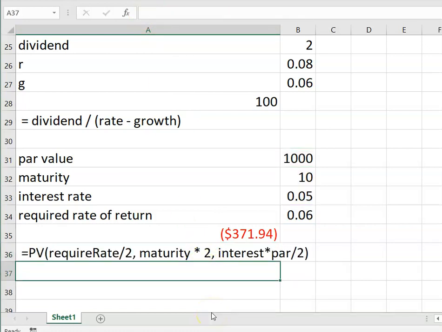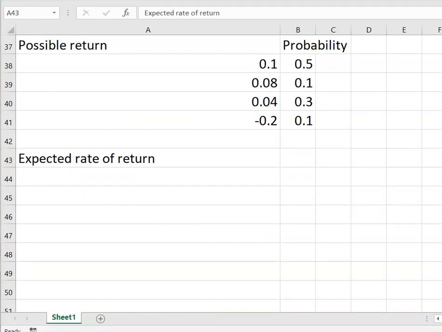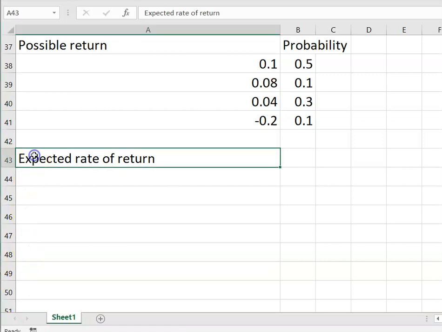So that's the formula that I put, the present value for calculating the value of a bond. It's simply the present value of an annuity. All right, let's review two more things. I want to review the expected rate of return. Remember the expected rate of return.